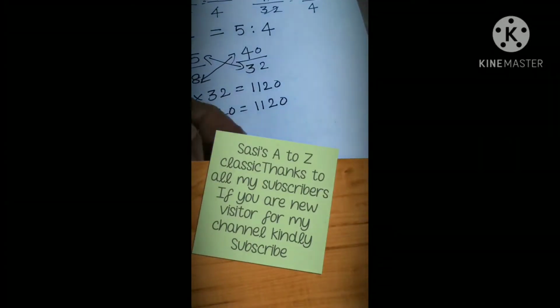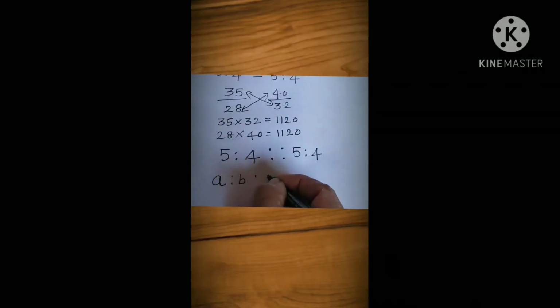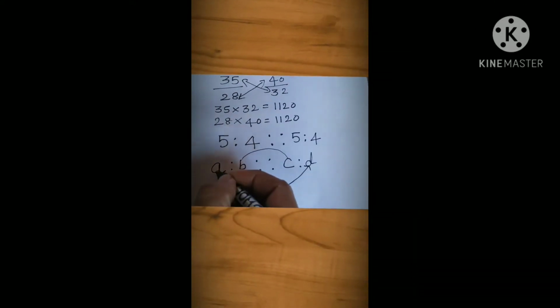In proportion, the sign can be written as A is to B. Proportion is known as extremes.